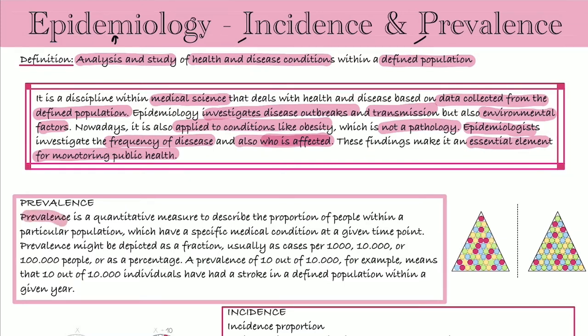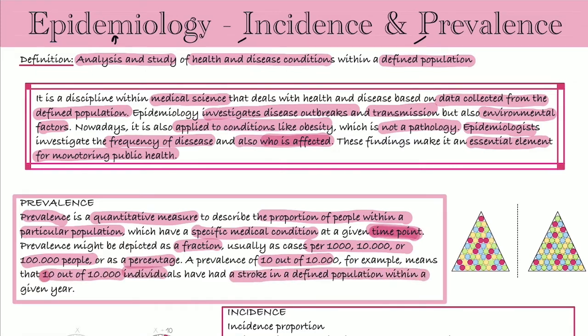Prevalence is a quantitative measure to describe the proportion of people within a particular population which suffer from a specific medical condition at a given time point. And it might be depicted as a fraction, usually per 1,000, 10,000 or 100,000 people, or as a percentage. A prevalence of 10 out of 10,000 means that 10 out of 10,000 individuals had, for example, a stroke in this defined population for this year.